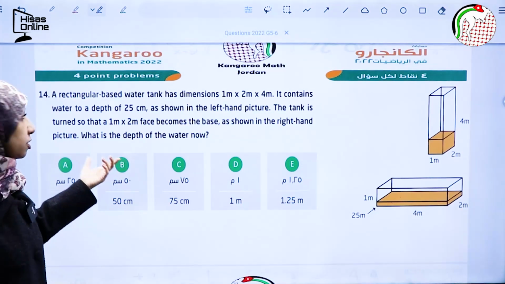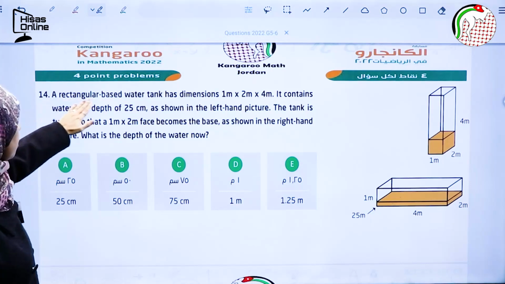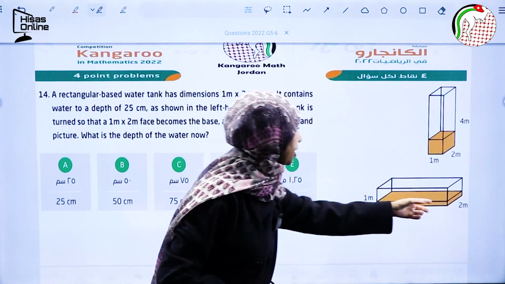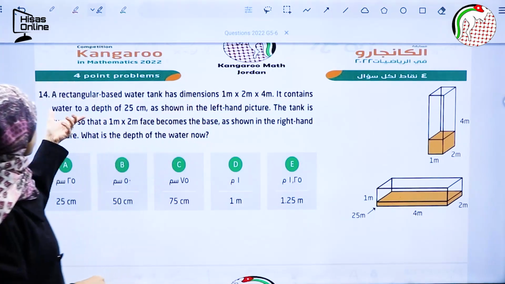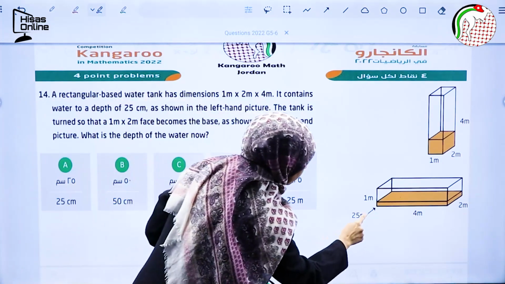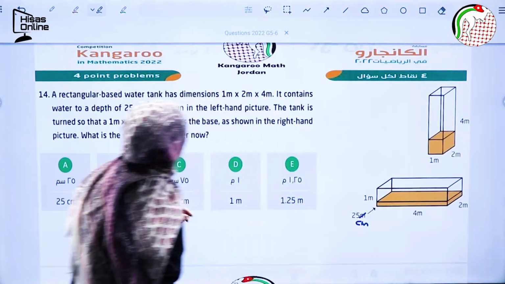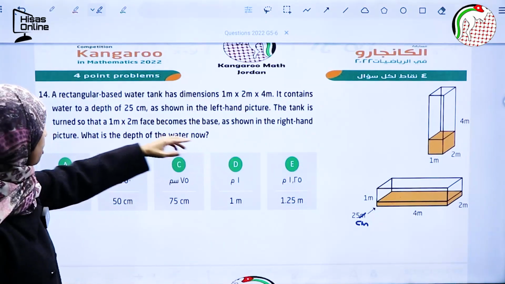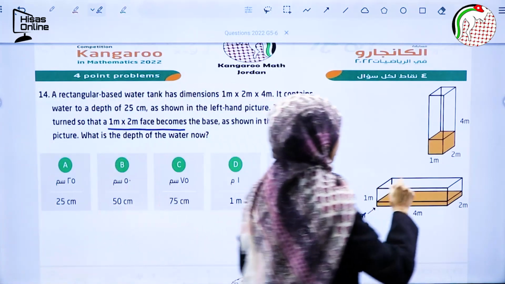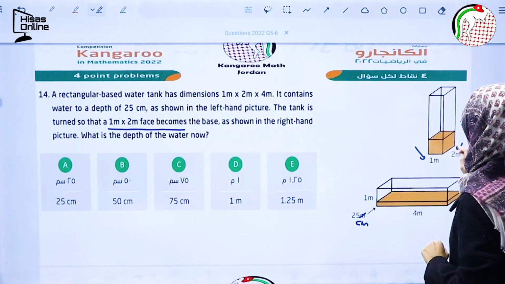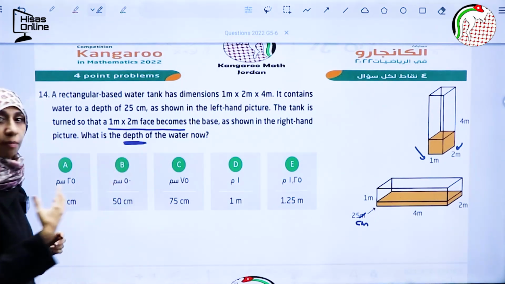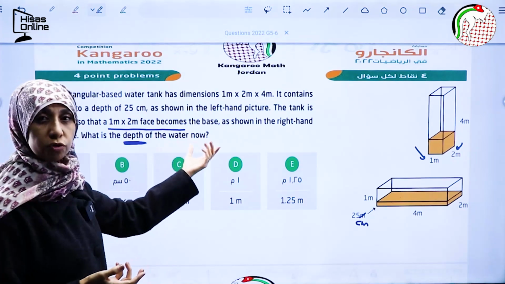Now moving to question 14. A rectangular based water tank has dimensions of 1 meter times 4 meters times 2 meters. And it contains water of a depth of 25 centimeters. So this is 25 centimeters, as shown in the picture here. Now the tank is turned, so the base now becomes 1 meter times 2 meters. Now we need to find how much the depth of the water would be now.